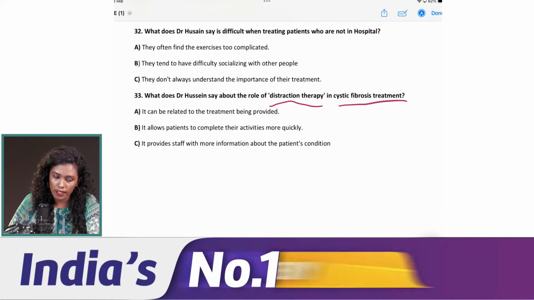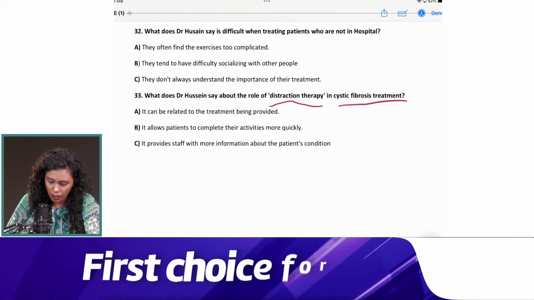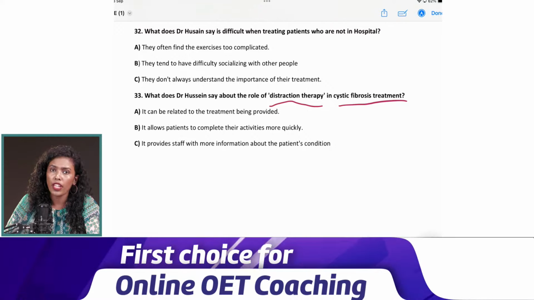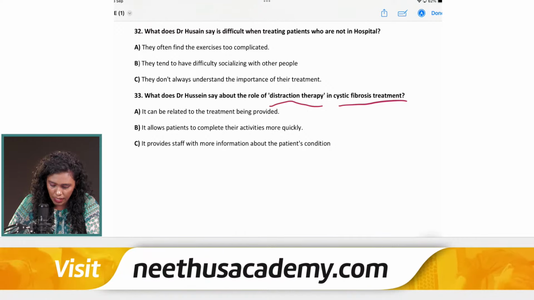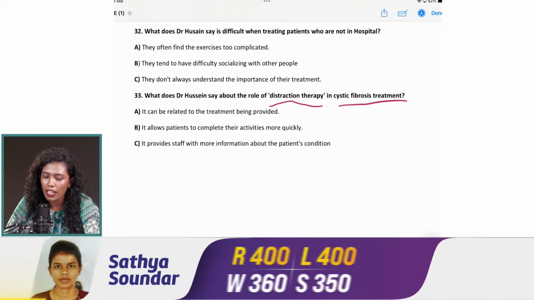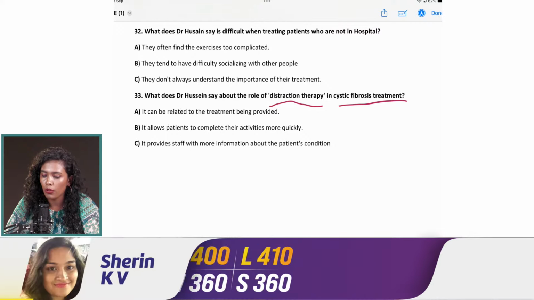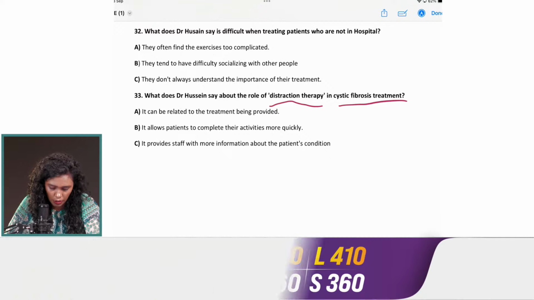So here the focus is basically on Dr. Hussain's view of the purpose or function of the distraction therapy, right? You can expect that it might involve some factual information. Ultimately, they are asking how she perceives its role in treatment, making it more about her professional opinion. So basically, the person is asking what Dr. Hussain says about the role of distraction therapy, and she is going to speak from her own perspective. Yes, Megha, that's going to be role.